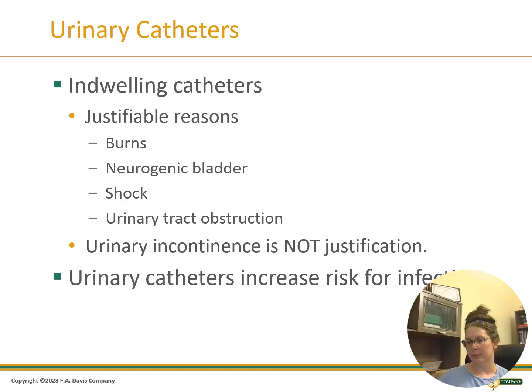So justifiable reasons to place these would be burns, so we can accurately track their output, people with neurogenic bladder conditions, we'll want those for long-term management. When we have a patient experiencing shock, or just your ICU patients that are needing more critical monitoring to know hourly how much they're putting out. So for our strict fluid and urine output monitoring, and then for urinary tract obstruction, so the inability to void due to an obstruction being there.